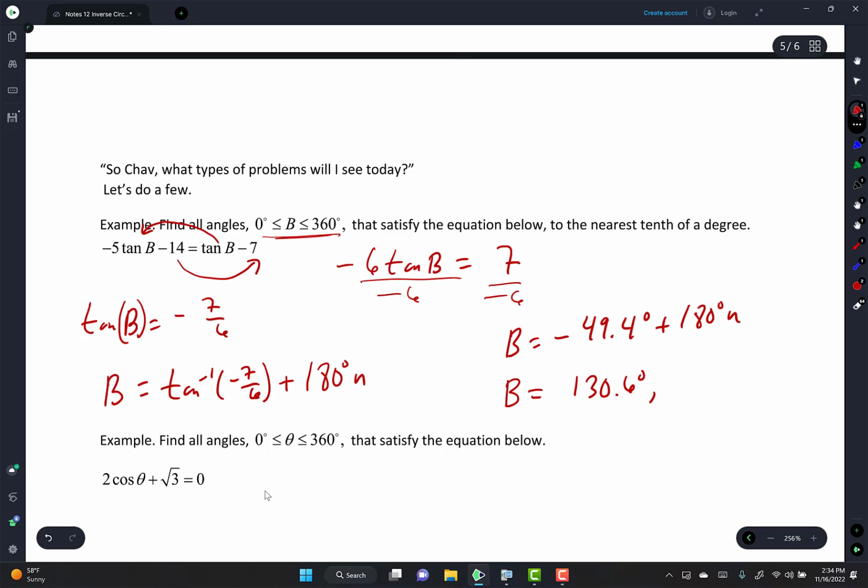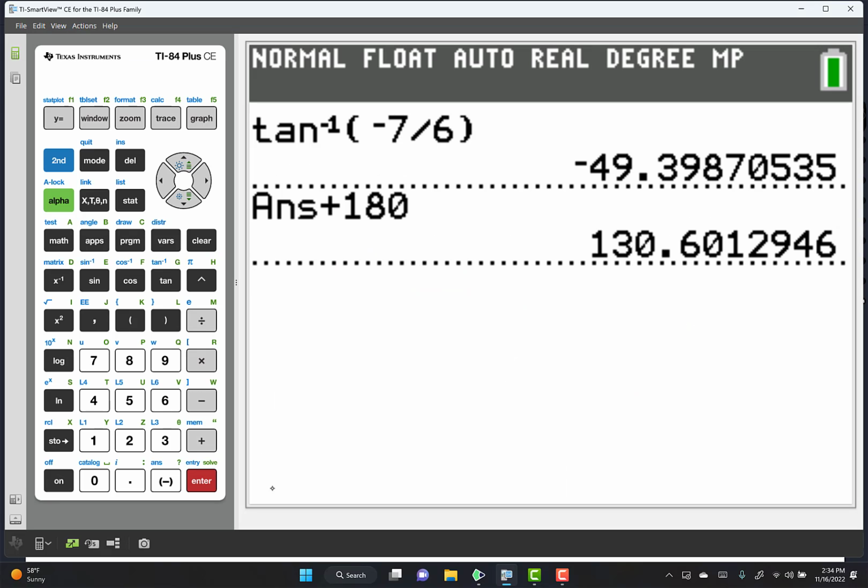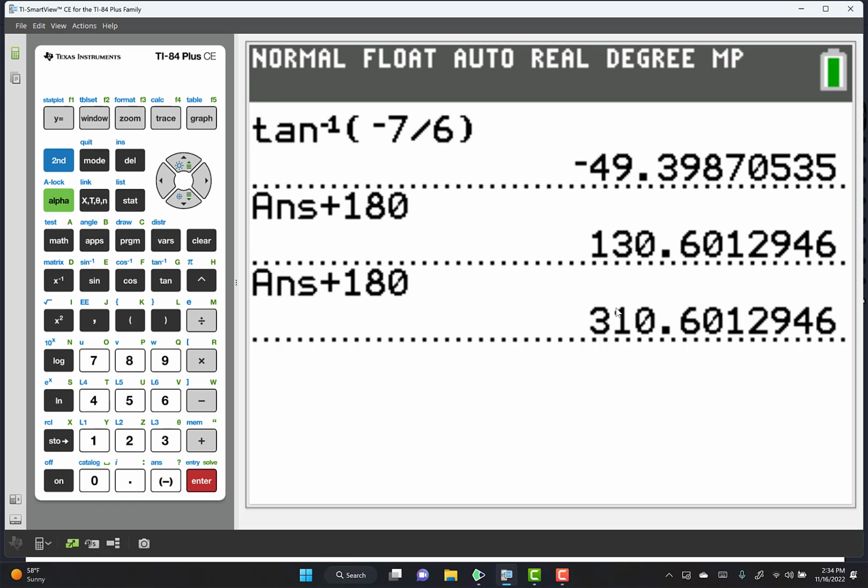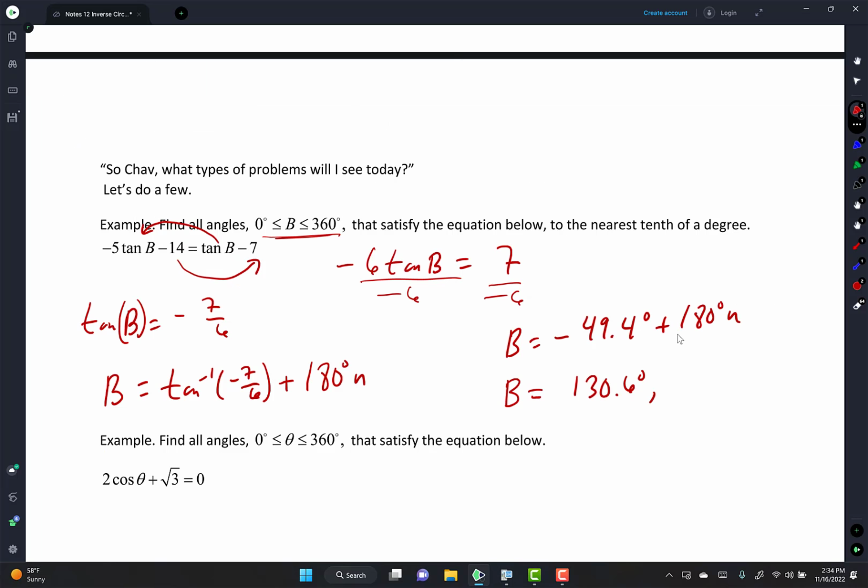130.6 degrees, comma. And let's add one more 180. So I'm just going to push enter, and look, it does it for me automatically. 310.6. And that's it.